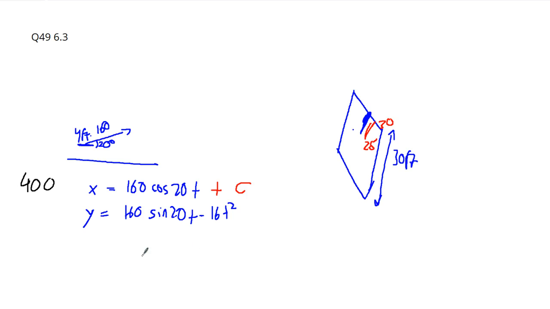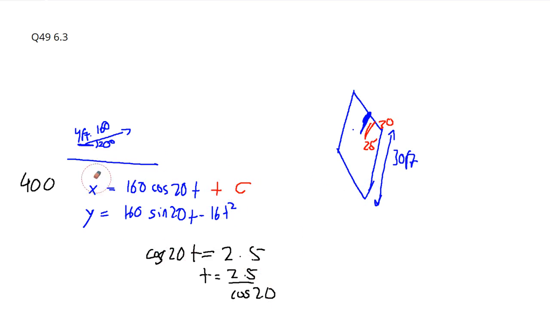So 160 cosine 20t is equal to 2.5, right? So t is equal to 2.5 divided by cosine of 20. We have our t. But actually, we don't really have our t yet, because we need to put the t somewhere. We need to put the t in terms of the c as well.